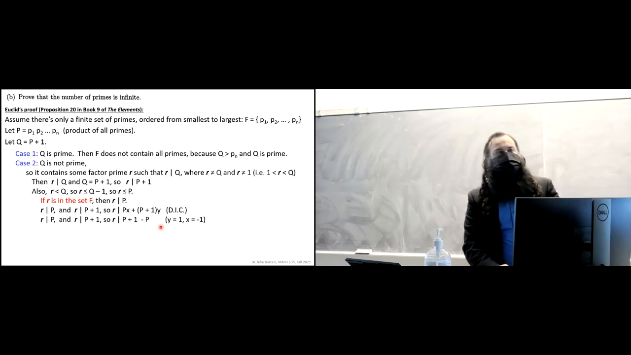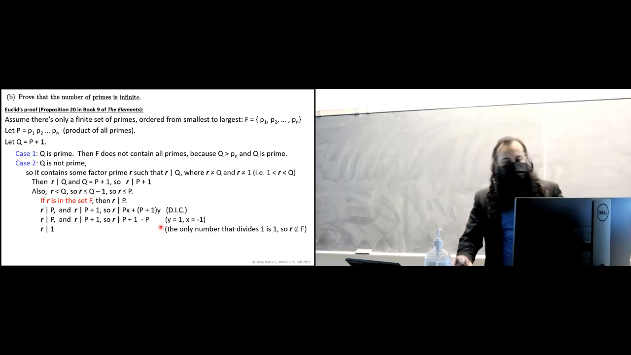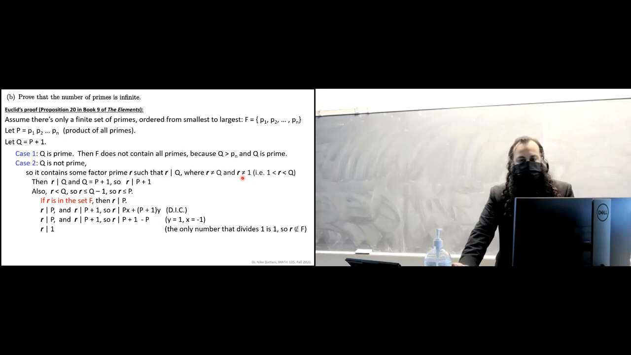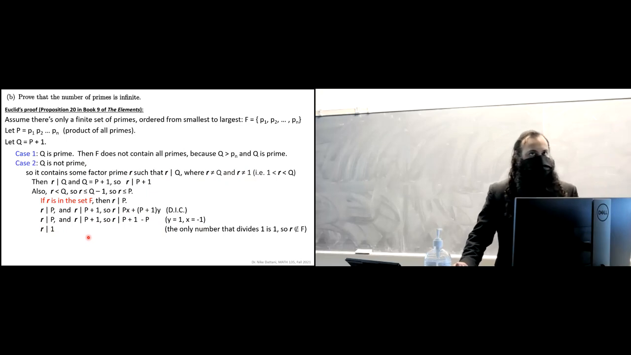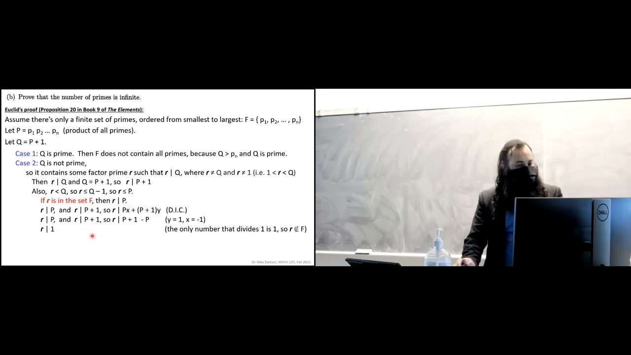What's the only number that divides one? One. One is the only thing that can divide one. So we already said that R is a prime that is not one or Q. I mean, one is not a prime. So if R is a prime factor, it's not one, it's not Q. So how can you have a prime number that divides one? It's impossible. One is the only thing that divides one.